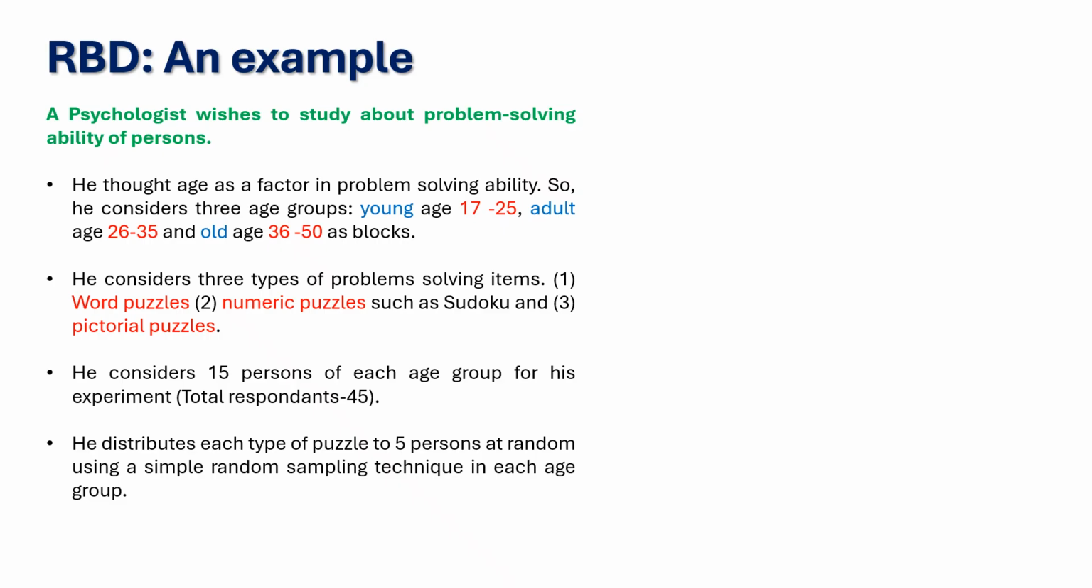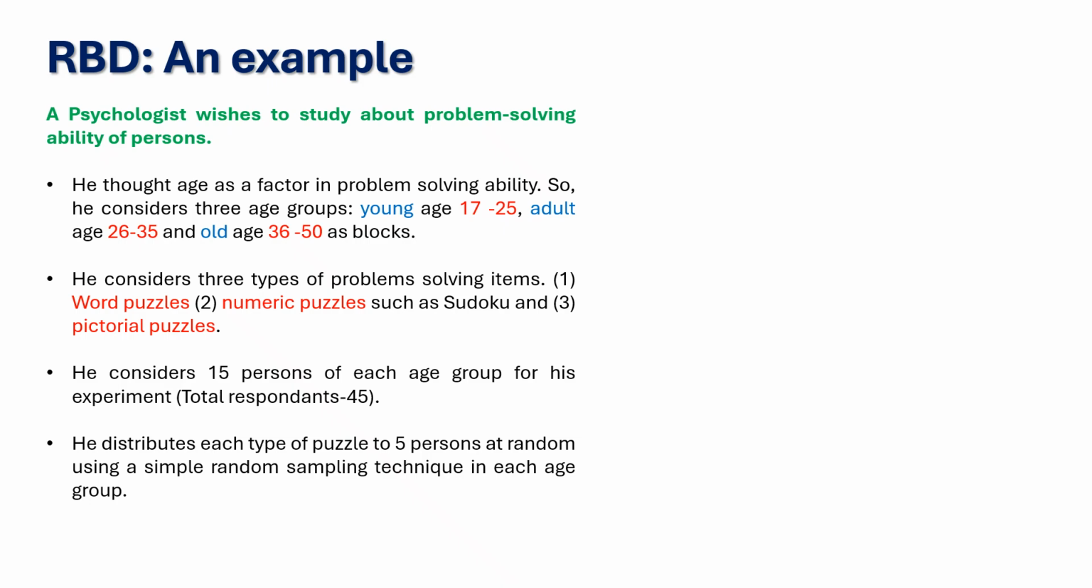He considers three types of problem solving also. So he takes word puzzles as one of the problem solving methods, numerical puzzles such as Sudoku, and these kinds of games are very often played by people these days, and picture puzzles also. So three different types of puzzles, and we all know that different puzzles definitely will have different efficiency of solving, depending on the age group.